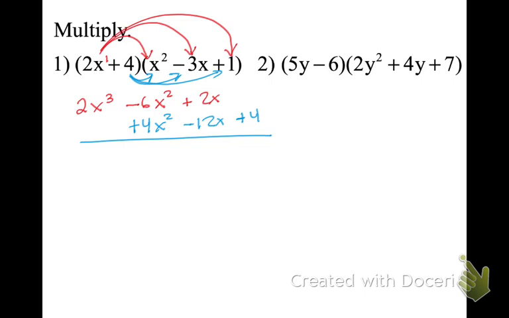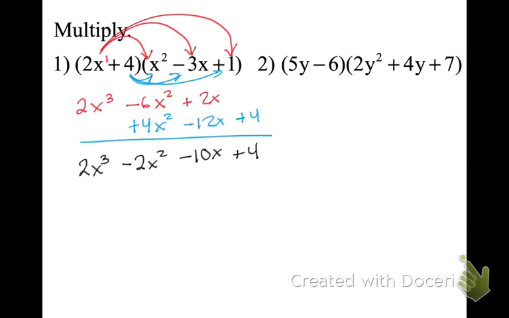So now I'm going to add, I've got 2x to the third power. Negative 6 and positive 4 make negative 2x to the second power. Positive 2, negative 12 make negative 10x. And then there's plus 4. And we're done. So pause the recording and try the next one on your own.